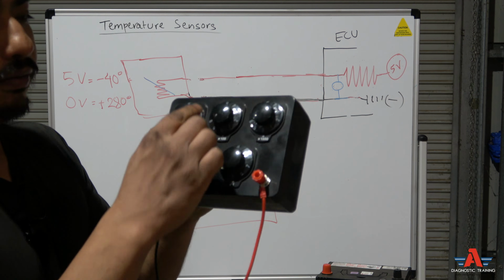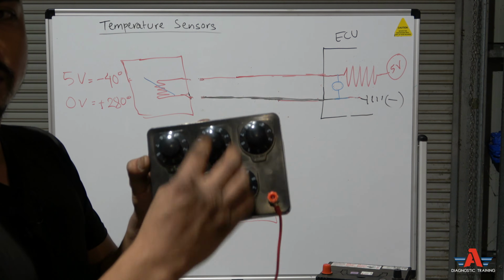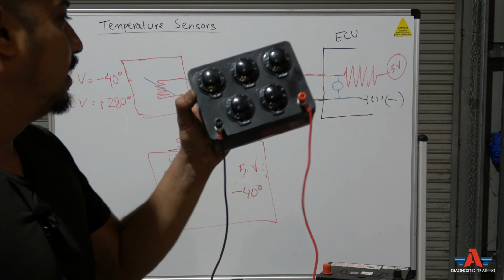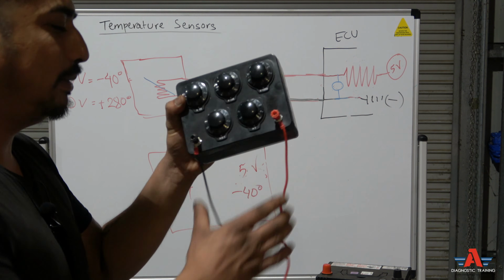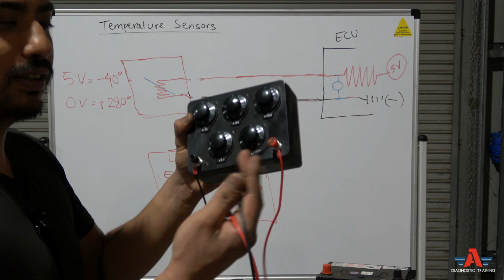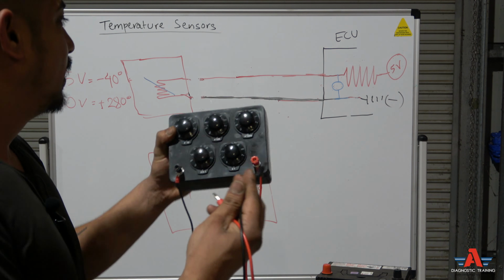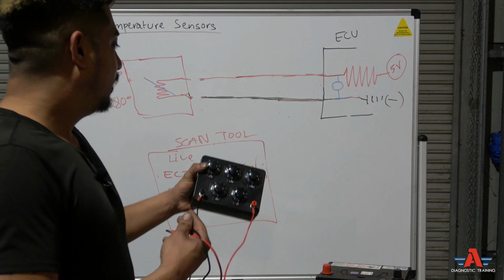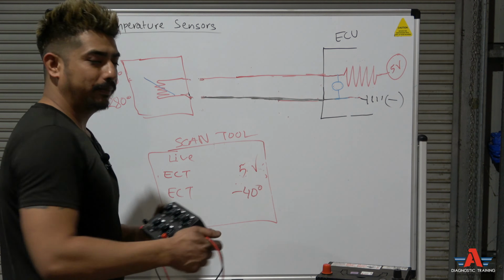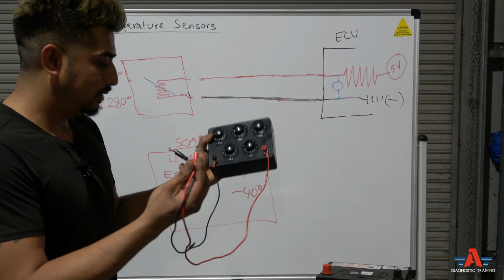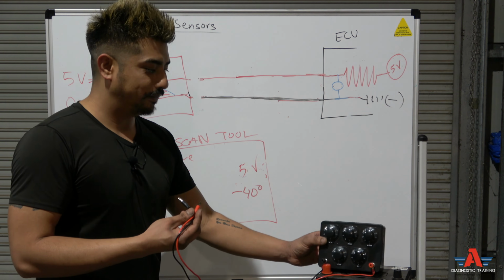Now it's got a few different dials here. You can change the resistance to whatever you like. Now, I don't care what resistor you need for what temperature. That's not really my focus here. All my focus is, can I change my voltage reading at the sensing circuit, meaning on the scan tool, using an external resistor? So I'll just put it down here.